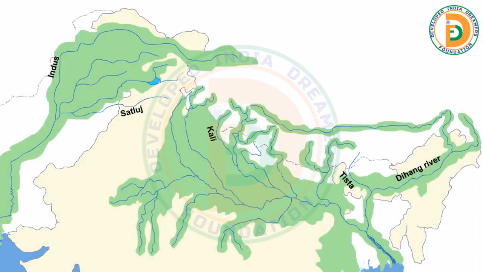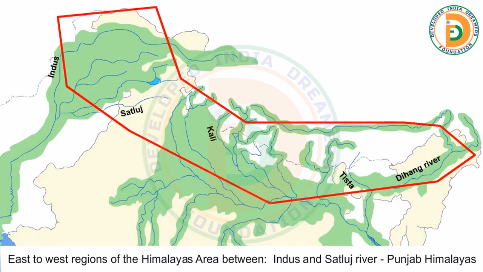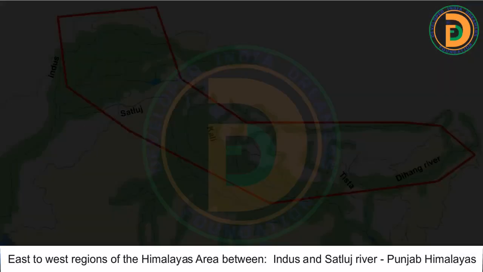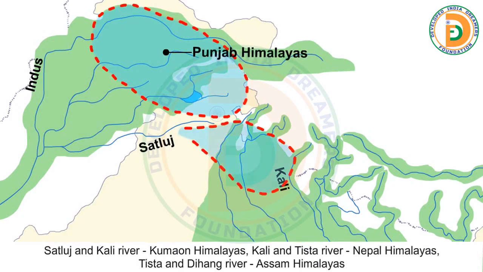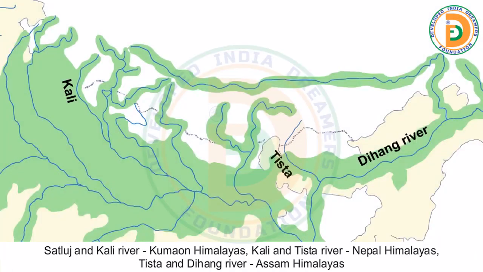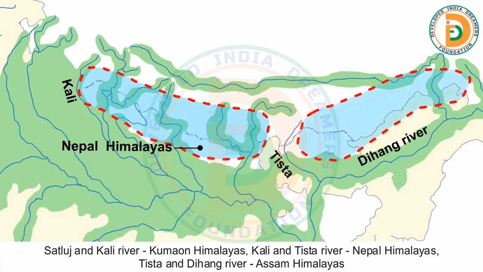The Himalayas are also divided into regions from east to west on the basis of river valleys. The area between Indus and Sutlej River is Punjab Himalayas. Between Sutlej and Kali River is Kumaon Himalayas. Between Kali and Teesta River, Nepal Himalayas. And between Teesta and Dihang River is Assam Himalayas.